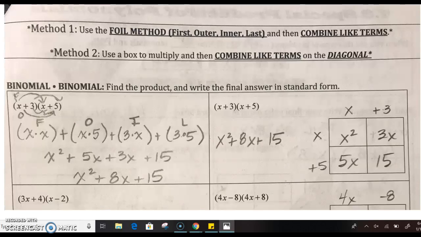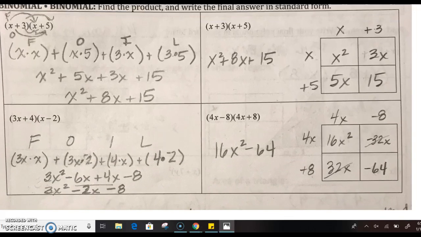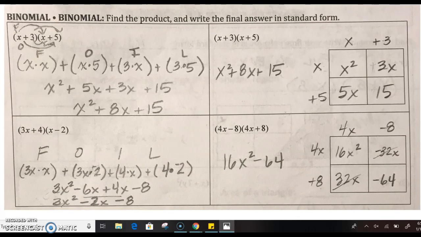Okay, so if you want to stop the video and just pause it for a minute and try the next two on your own, you can do that. If not, keep going and I'll just talk you through those as well. Okay, so here are the next two problems. And again, I'm going to do one using each method. So our first problem is the binomial 3x plus 4, and we're multiplying that by x minus 2.